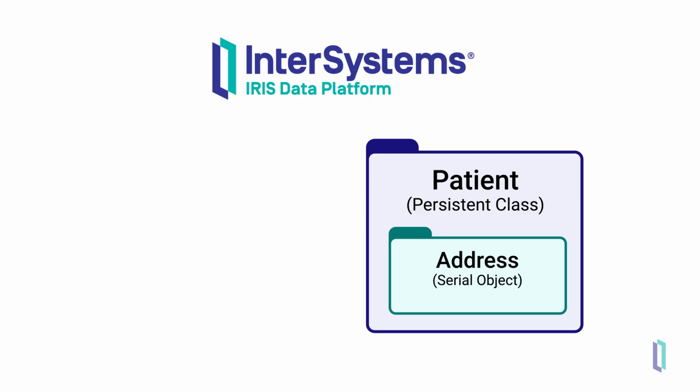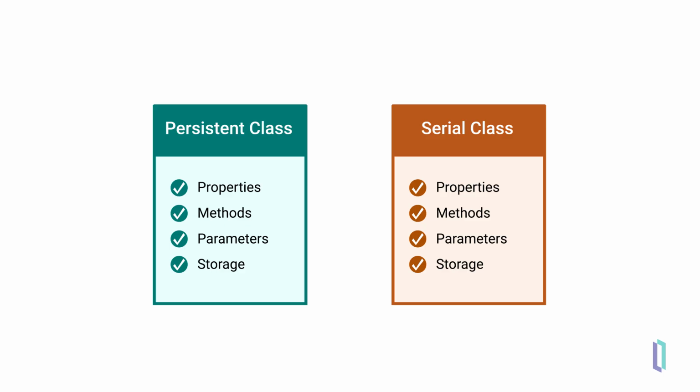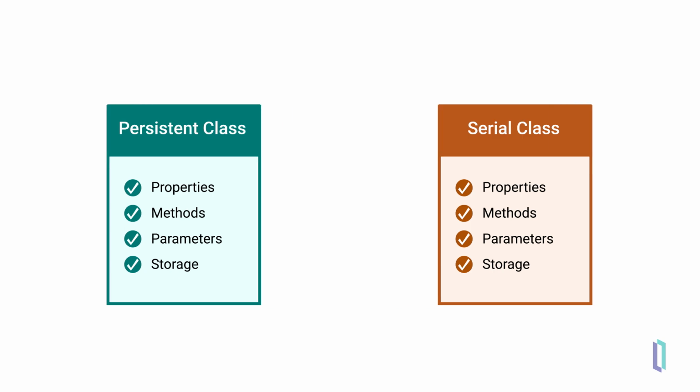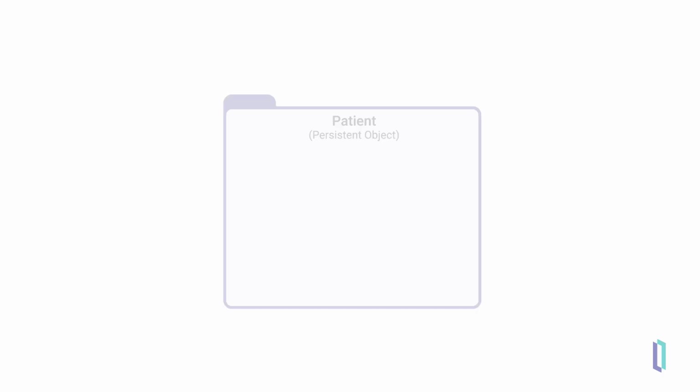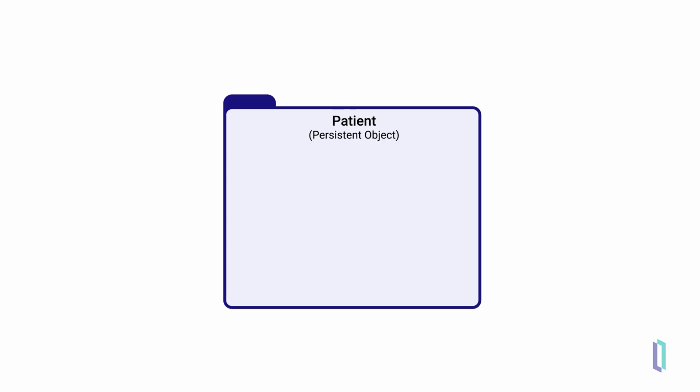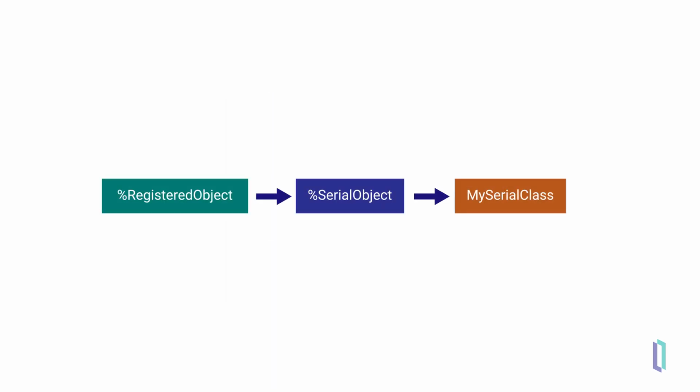ObjectScript and SQL. A serial class is similar to a persistent class in that it can define properties, methods, parameters, and storage. The key difference is that a serial object cannot be saved on its own. Instead, it must be embedded inside a persistent object and saved as part of that object. Serial objects are ideal for small, reusable structures such as addresses, phone numbers, or other group data that naturally belongs to a parent record. Every serial class must inherit from or extend %SerialObject or another serial class.